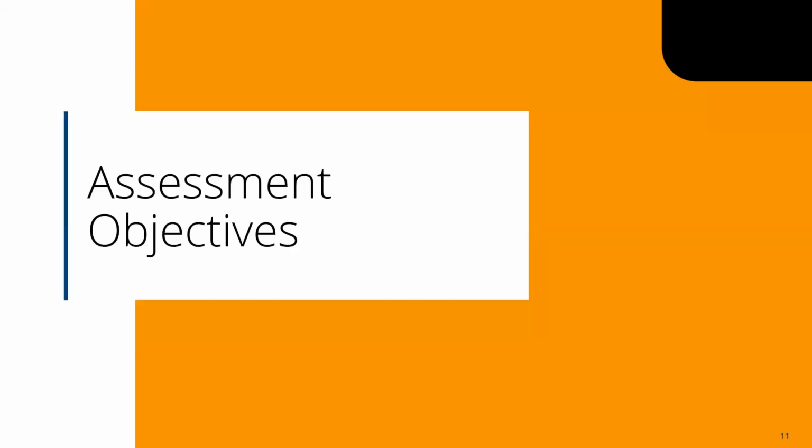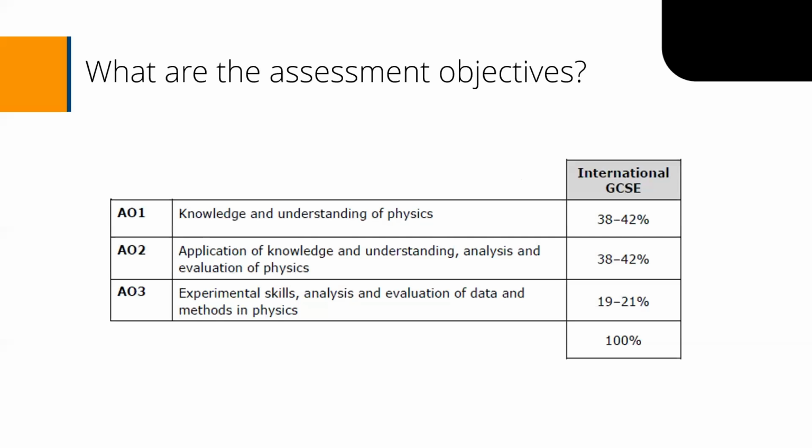Okay, we're going to look now in more detail at the assessment objectives and the types of question that are used in our exams. What are the assessment objectives? There are three of them. AO1, 2, 3 stand for Assessment Objective 1, Assessment Objective 2, and so on. Assessment Objective 1 is knowledge and understanding of physics, and around 40% of the questions will be on Assessment Objective 1. It's recall of content.